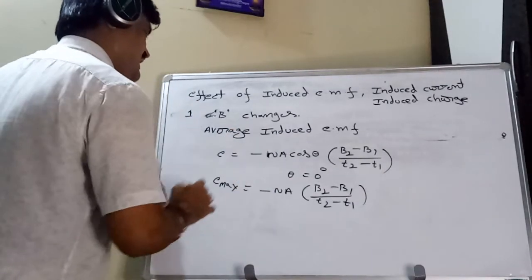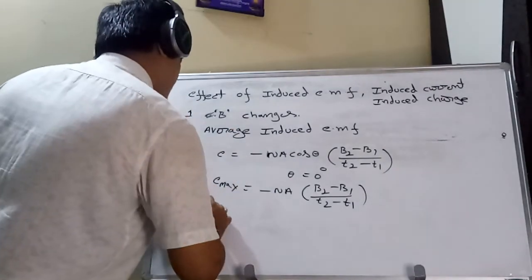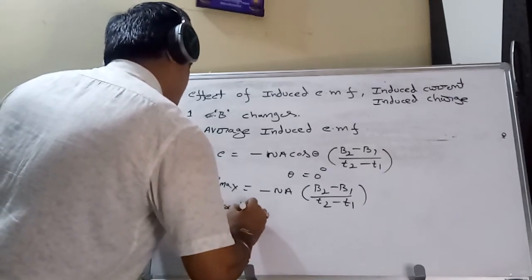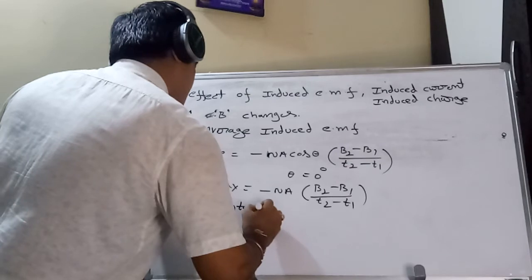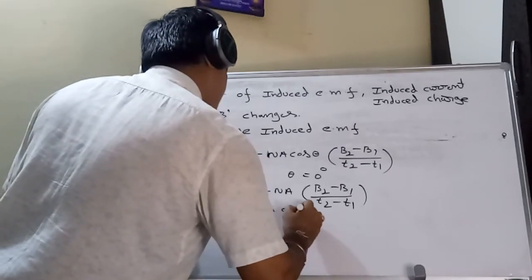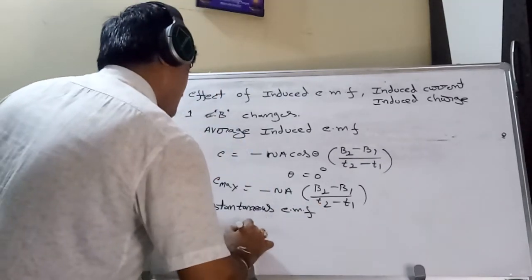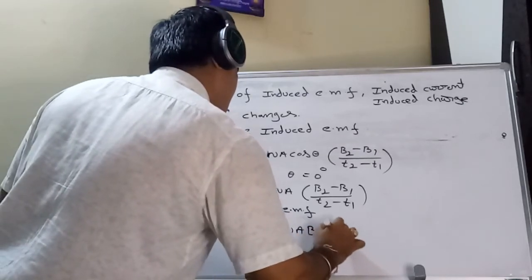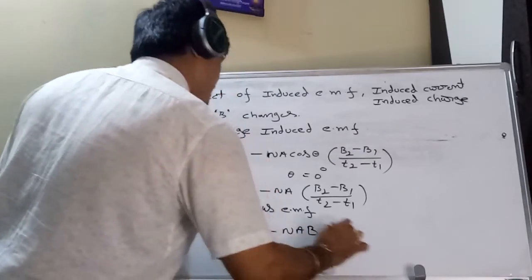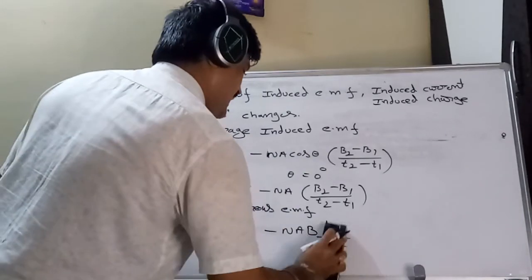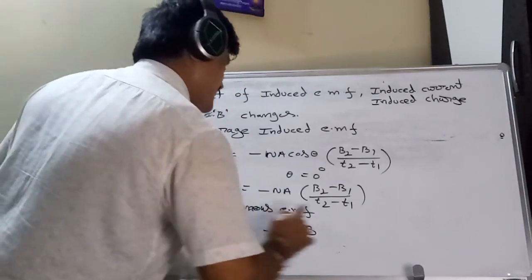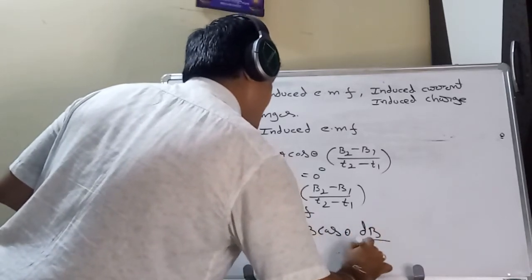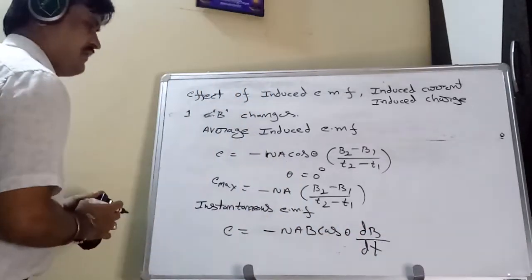So the instantaneous induced EMF is E equal to minus N A cos theta into dB by dt. This is the instantaneous EMF.